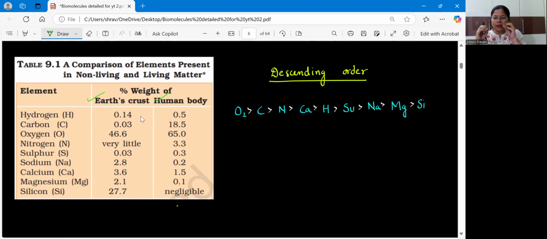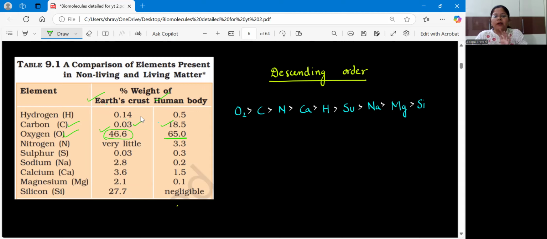But if you consider the percentage of these elements, the percentage will vary. For example, if you consider oxygen, the percentage of oxygen on the Earth's crust is 46%, whereas in the human body it is 65%. So it is very high. On the other hand, carbon percentage on the Earth's crust is only 0.03%, whereas in human or any other living tissue, it is around 18%. So it is very high. So even though the elements are the same in both the Earth's crust and the human body, the percentage is different.